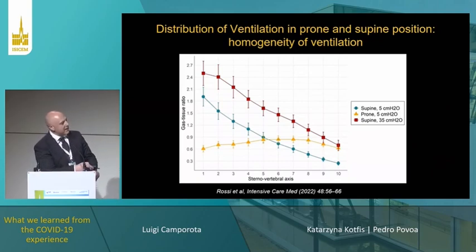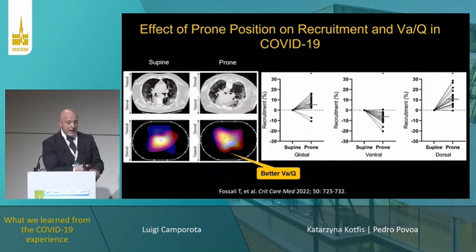This is work from Sandra Rossi, and you can see these are patients in supine position at 5 centimeters of water of PEEP, and these are at 35 centimeters of water of PEEP. You can see the great heterogeneity of ventilation gas tissue ratio, so much more in the sternal, much less in the vertebral. And you can see the effect of prone position in COVID-19 has been that of making it much more homogeneous, very similar to normal ARDS.